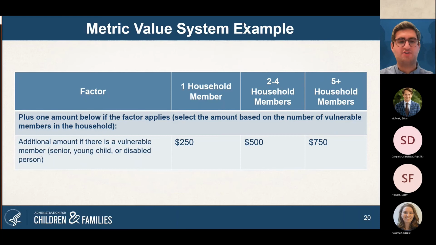Next, you will add an additional amount based on the number of vulnerable members in the household. In this example, a vulnerable member is defined as a senior, young child, or disabled person. Your policies and procedures may provide guidance on how each of the categories are defined. In this example, a household with 1 vulnerable member will receive an additional $250.